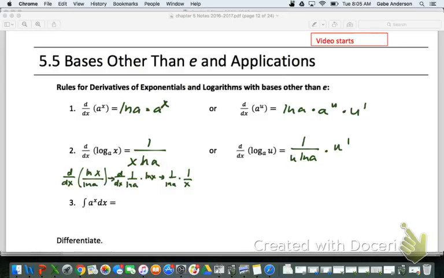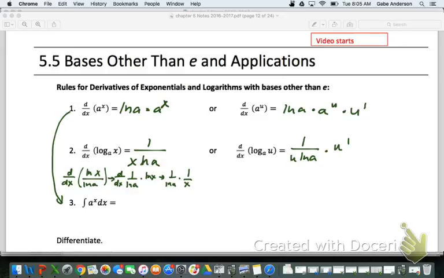And then finally, the integral of a to the x. So these first two rules have been derivatives. This is an integral, of course. So this is just kind of the opposite process of what we saw in number 1. And so the way I think about this is if to differentiate, you have to multiply by ln of a, to integrate, you're going to have to divide by ln of a. You could think of it as a chain rule, like Timmy messed up the chain rule, use substitution.